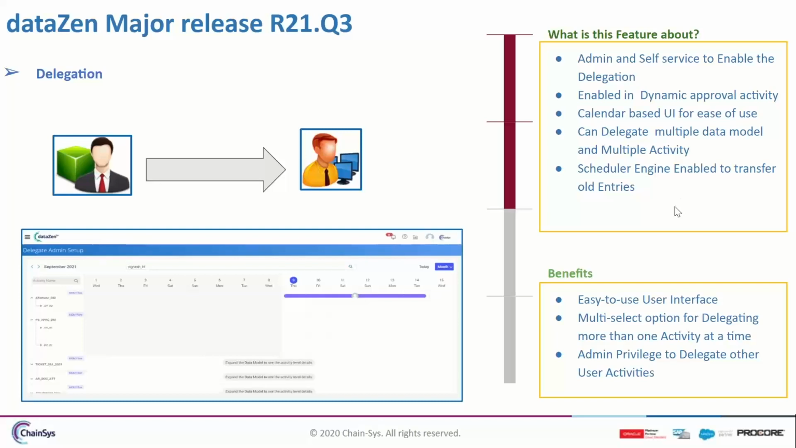And obviously we do have a scheduler engine. So once the dates are expired, automatically the workflow or notifications will be expired automatically.